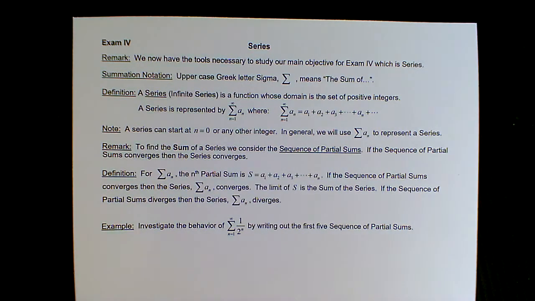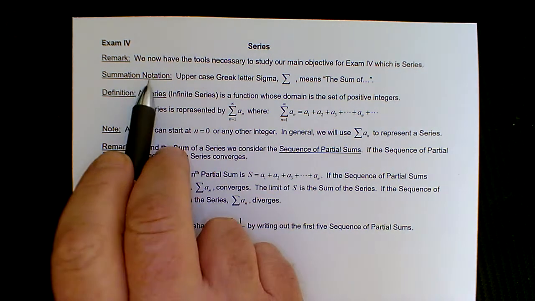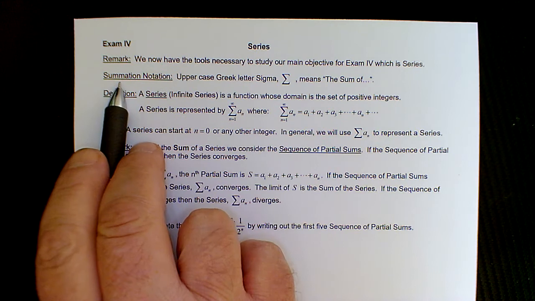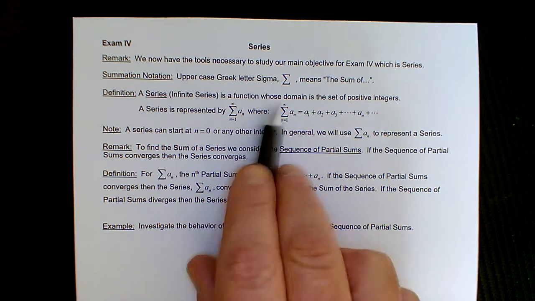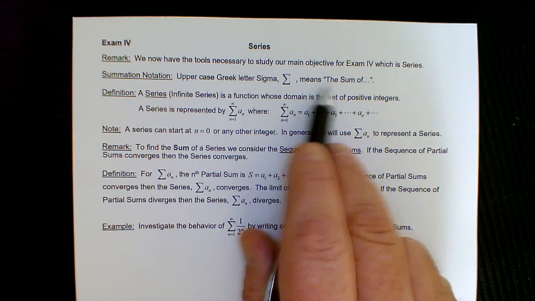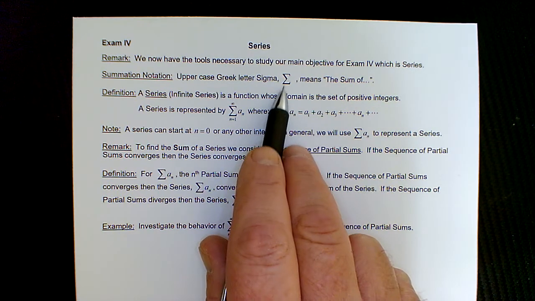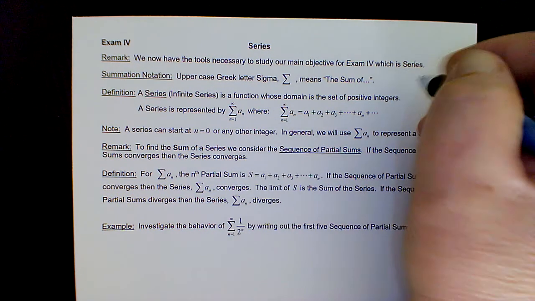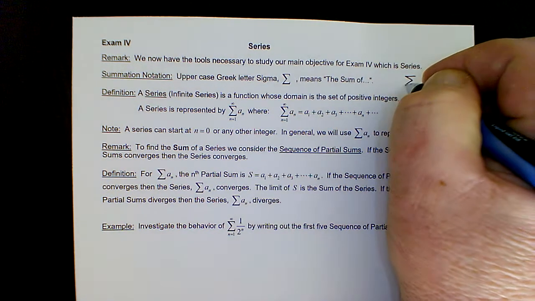Hello everyone. Finally we made it to the point where we can start talking about series. We have our tools necessary, and the first thing we have to make sure we understand is what's referred to as the summation operator. It's upper Greek letter sigma, and it means the sum of. So that's how you read it, the sum of, or to sum. When I make a sigma, it's going to look like this.